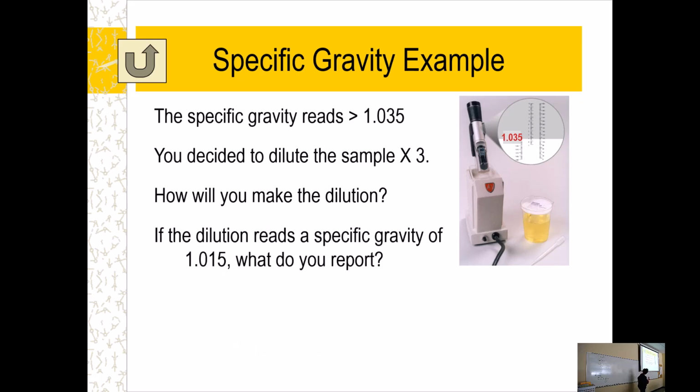So in this situation, it reads greater than 1.035. We decide to dilute the sample by 3. How are you guys going to make that dilution?